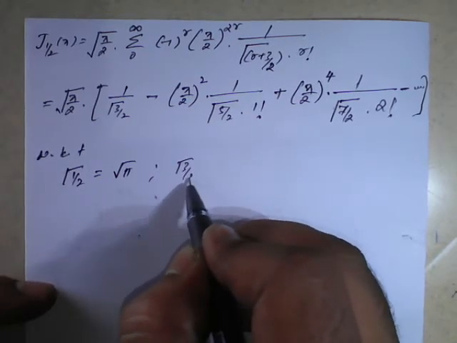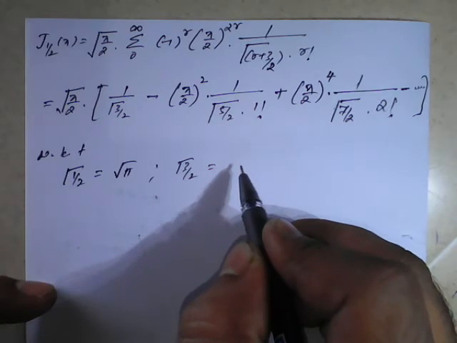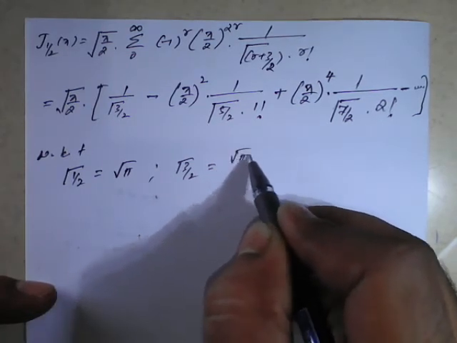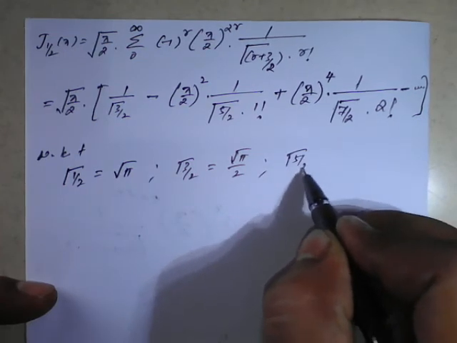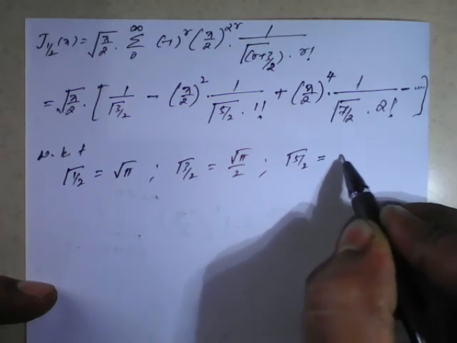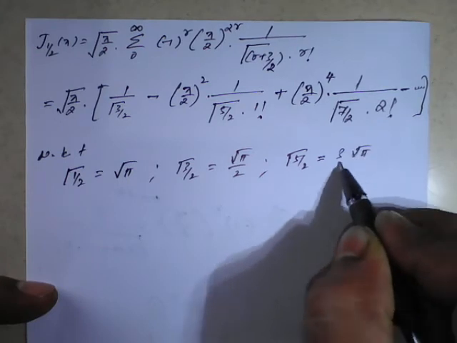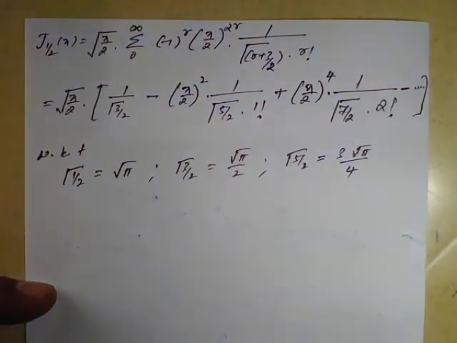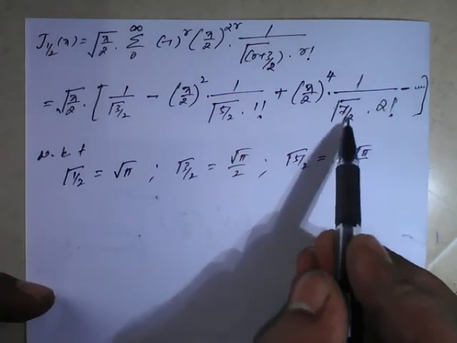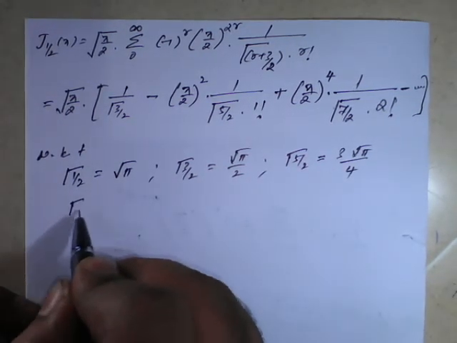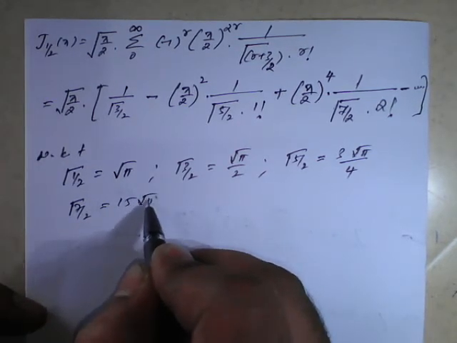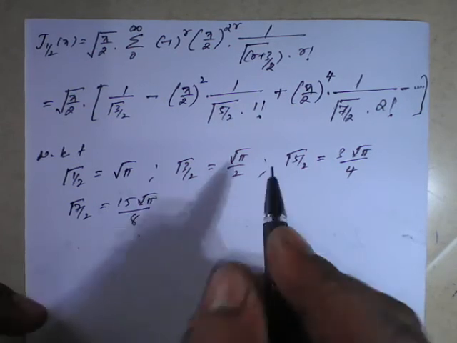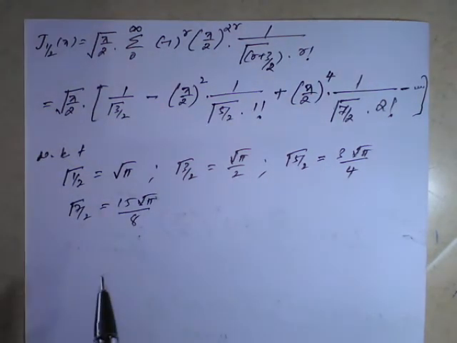Gamma of 3 by 2 will be root pi by 2, and gamma of 5 by 2 will be 3 root pi upon 4. So these values I want to apply in the above, as well as we need gamma of 7 by 2. So gamma of 7 by 2 will be 15 root pi upon 8. So you simplify, or else you remember these results to apply here.